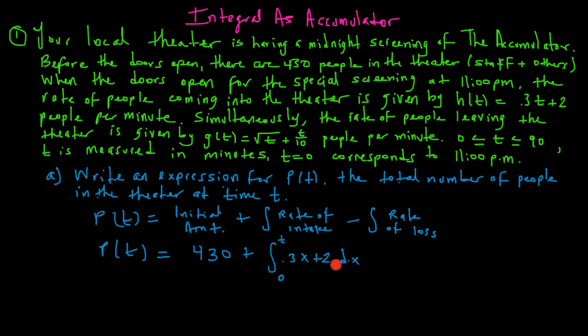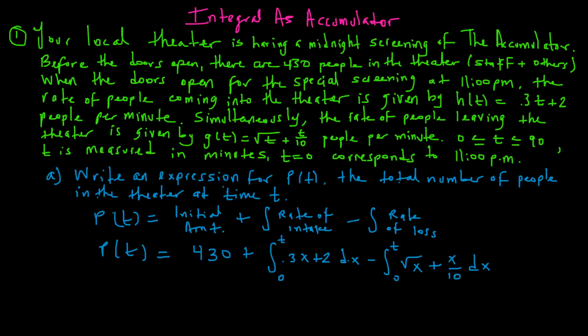Now, if I were to do this by hand and integrate it and then evaluate from 0 to t, at the end my function does become a function of t. Okay? And now minus the integral from 0 to t of the rate of loss, which is my g of t function. I should call it g of x dx, but I'm just going to write it out and say it's the square root of x, replace t with x, plus x over 10 dx. And this is my expression for P of t.